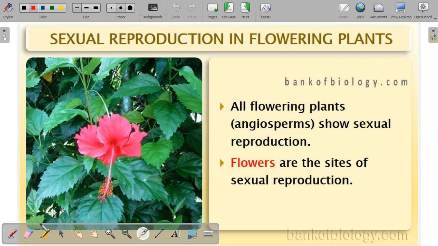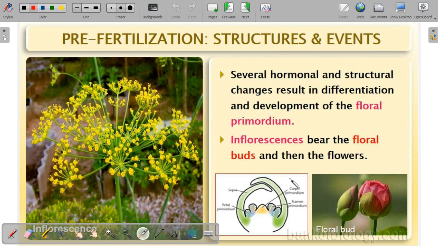You know that in sexual reproduction in flowering plants, we are not going to discuss thallophyta, bryophyta, pteridophyta, and gymnosperm. We're going to discuss only angiosperms, which include monocot and dicot plants. All flowering plants show the sexual mode of reproduction, and flowers are the site of sexual reproduction. Among the flowers, which is the essential part required for reproduction? Andrecium and gynecium, where andrecium represents the male part and gynecium represents the female part.